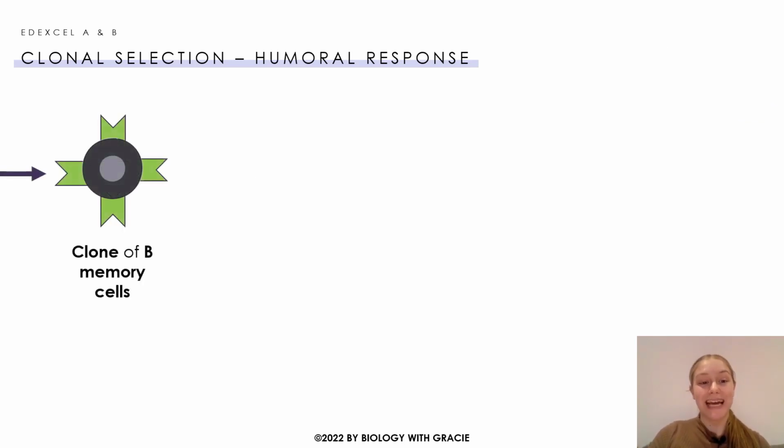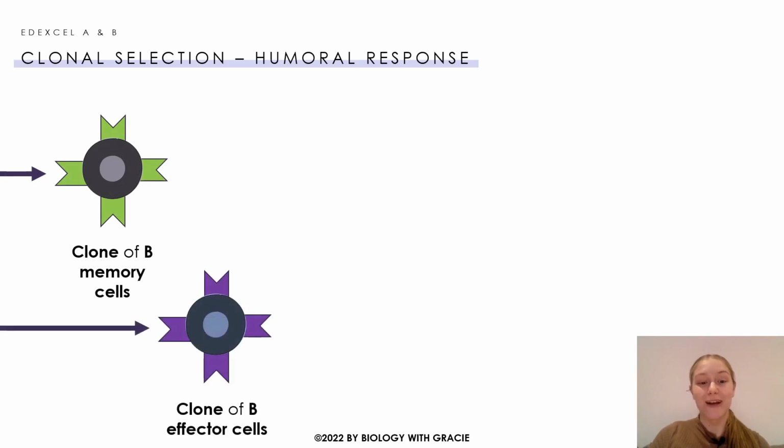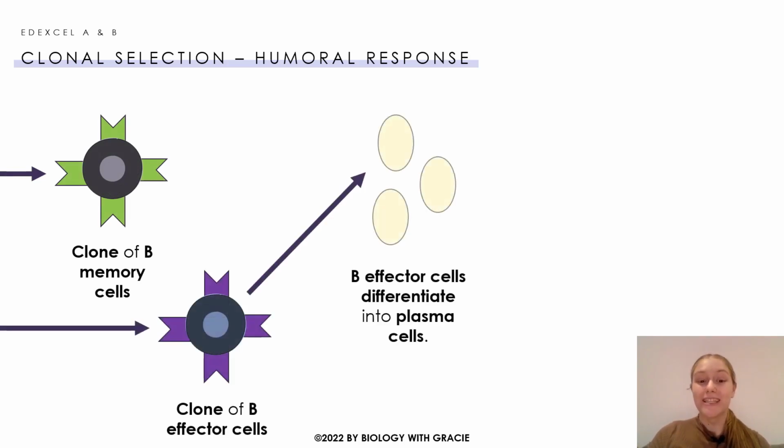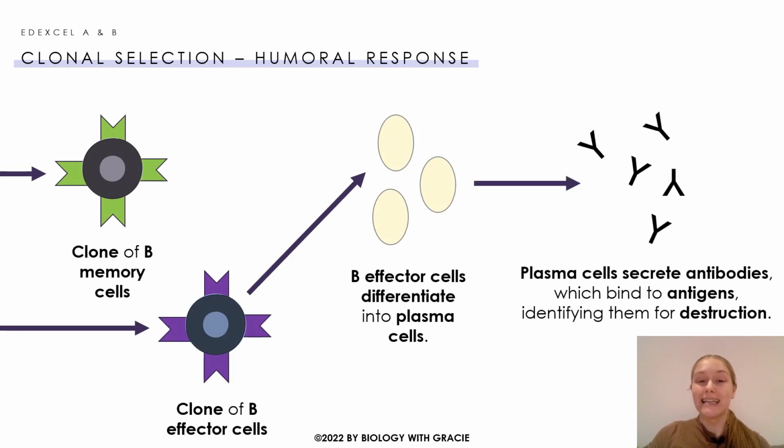From that, we actually get a clone of B memory cells and a clone of B effector cells. So these B effector cells differentiate into plasma cells, which secrete antibodies. So these antibodies are able to bind to the antigens and identify them for destruction.